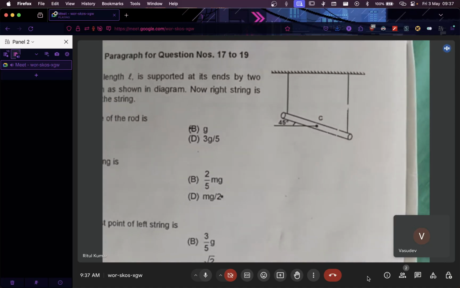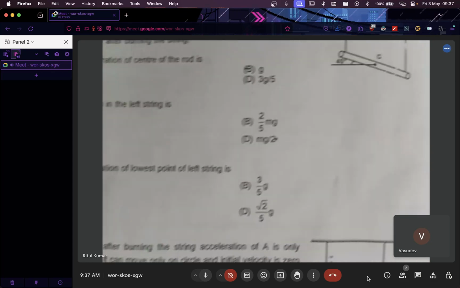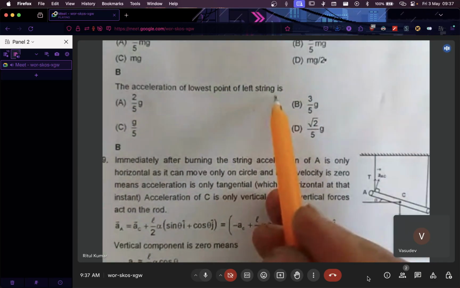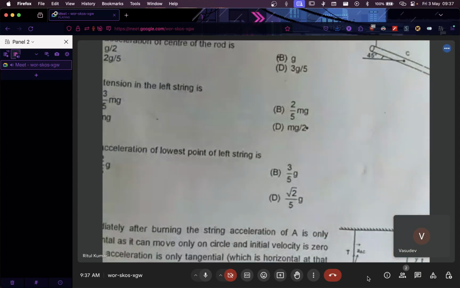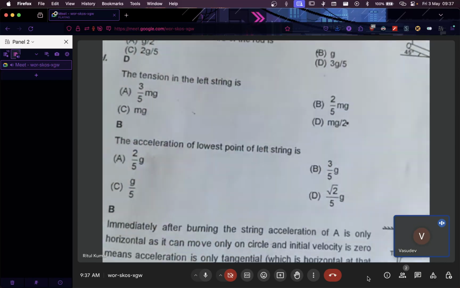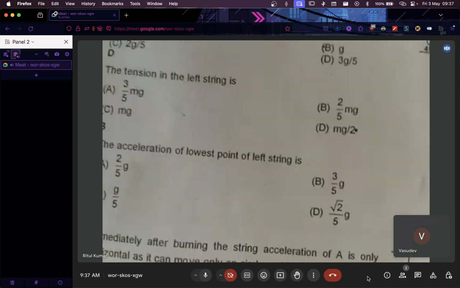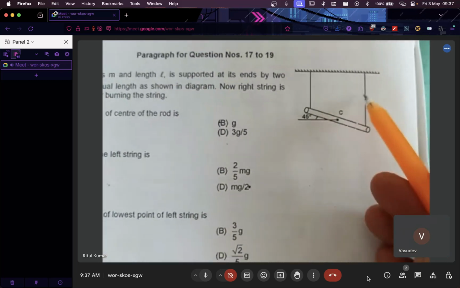And ask the same. Let's say acceleration of center of mass of rod. There are three asks: acceleration of center of mass of rod, tension in the left string, and acceleration of the lowest point of the rod. Let's start with acceleration of center of mass of the rod. How will we go about it? Suggest something. I am assuming the right string is cut. All right, it's cut.